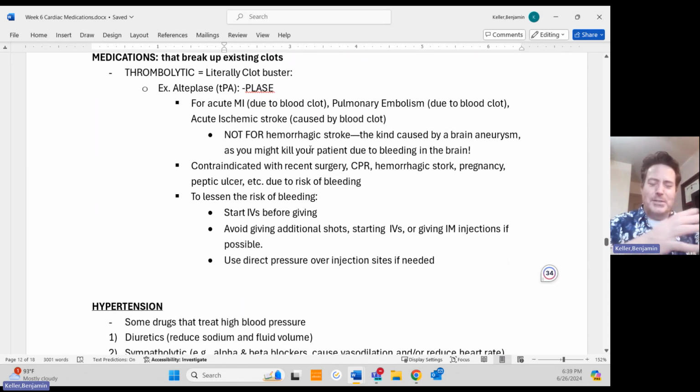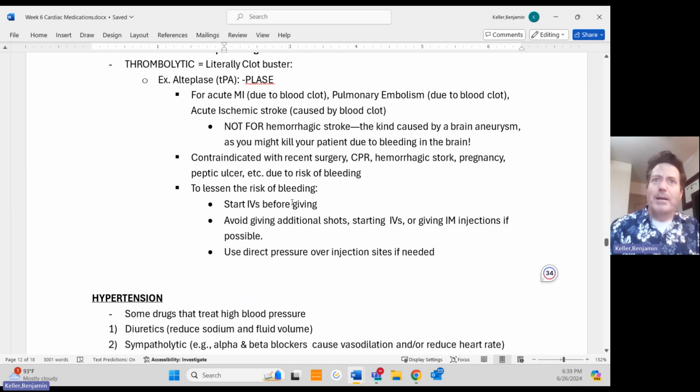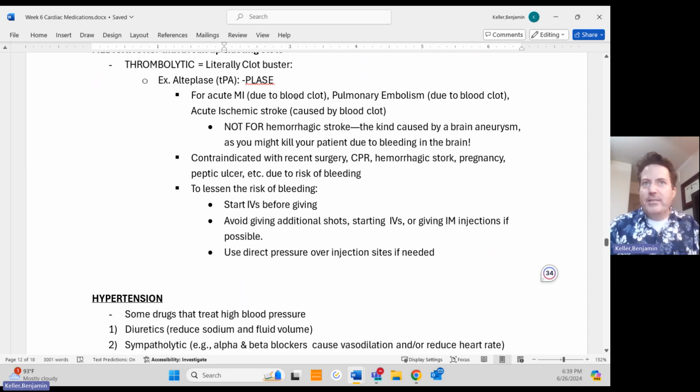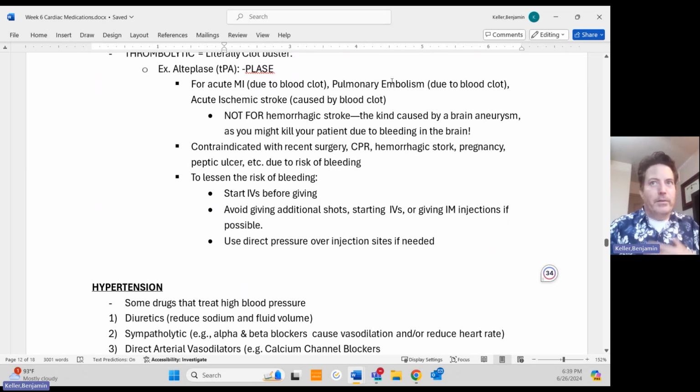Oftentimes they'll try to get in to do a cardiac cath, but say, down at Spanish Peaks in Walsenburg, they don't have a cardiac cath lab. So they will use alteplase if they can, or they'll fly you out. They'll use this for MI or for pulmonary embolism, which again is due to a blood clot, or an MI due to a blood clot, or an acute ischemic or embolic stroke, which is caused by a blood clot. Again, it breaks up blood clots.